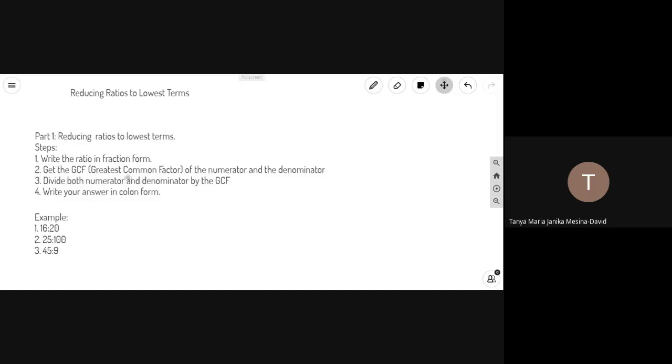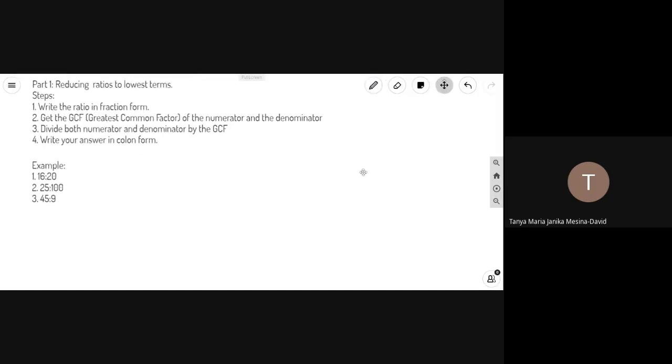Next, after getting the GCF of the numerator and the denominator, divide both the numerator and the denominator by the GCF. Once you have done that, write your answer in colon form. This is because the ratio that you have found is already in lowest terms. So in order for us to realize this, let's apply it to examples. I have here three examples, and to refresh you on how to get the GCF, I'll be using three different methods. So let's have example number one.